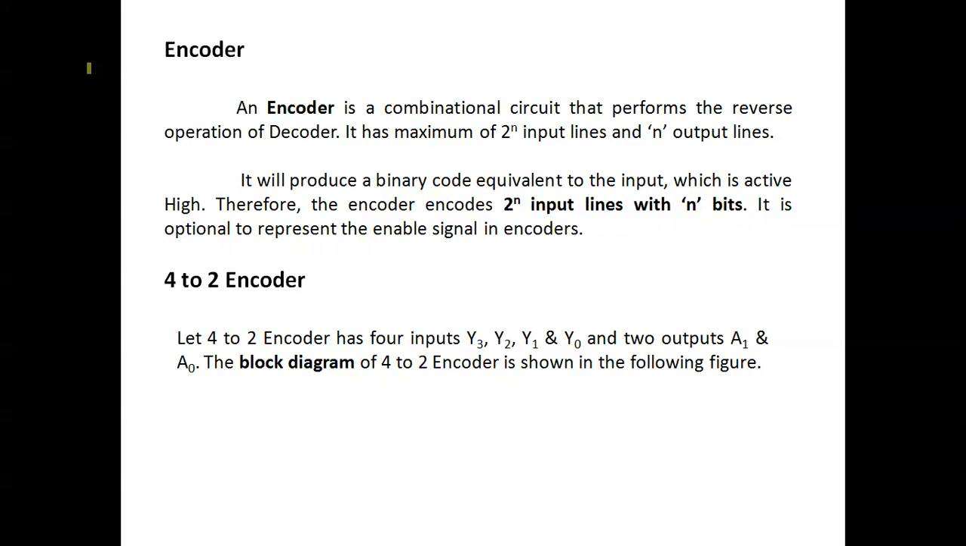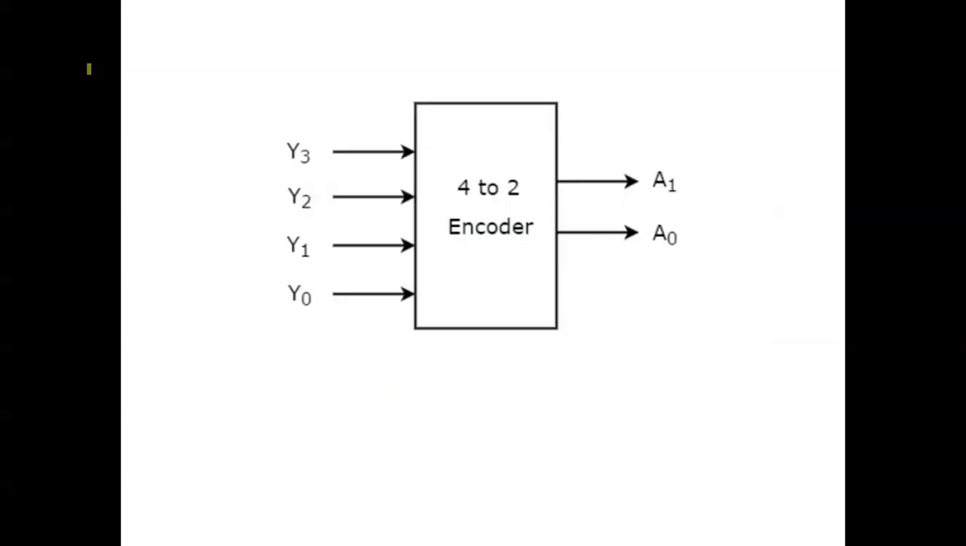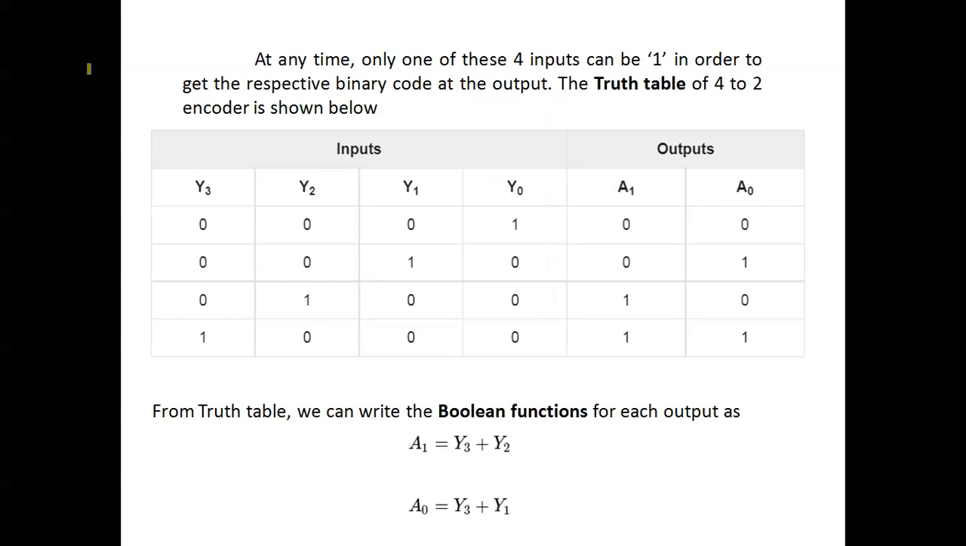So 4 to 2 encoder. This is a block diagram for the 4 to 2 encoder logic diagram. So there's a truth table for input 4 to 2. So 4 inputs 0 0 0 1, 0 0 1 0 like that. So there are two outputs 0 0, 0 1, 1 0, 1 1. So based on that, the input is varying. Okay.